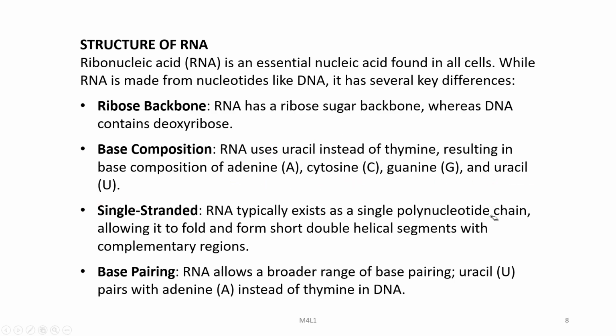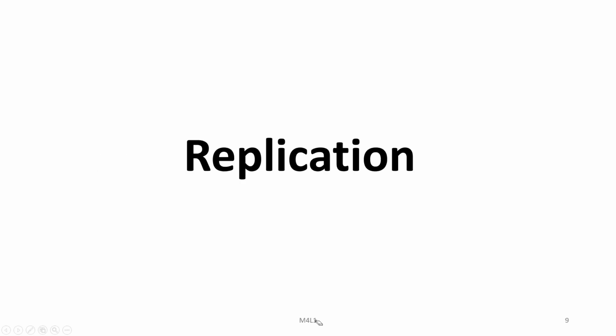RNA typically exists in single stranded form, allowing it to fold and form short double helical segments with complementary regions. And RNA allows a broader range of base pairing. Uracil pairs with adenine instead of thymine, as in the case of DNA.